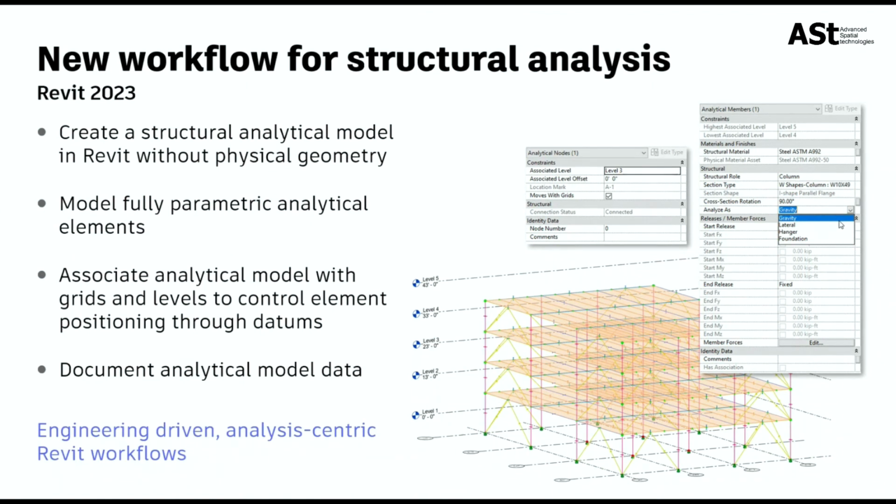Okay, so simulation and analysis, we have the analytical model. It's now completely autonomous. So you can choose to initiate structural analysis workflows from Revit without any physical context. So for example, when you're starting a project from scratch, you can focus exclusively on analytical modeling, just like you would in any traditional analysis software. In Revit, analytical elements are fully parametric and they're associated with the grids and the levels. So this will enable you to control element positioning using these datums.